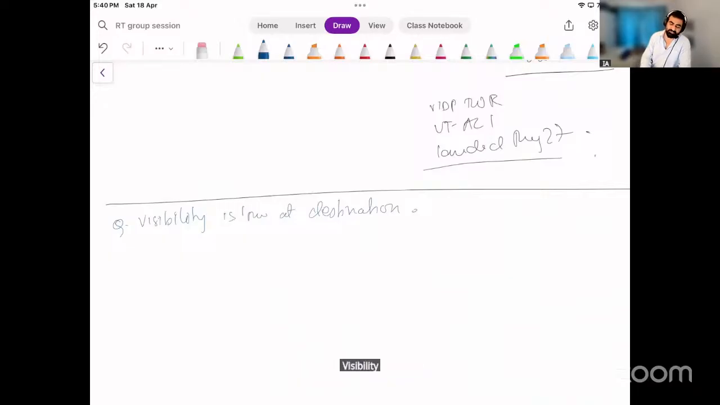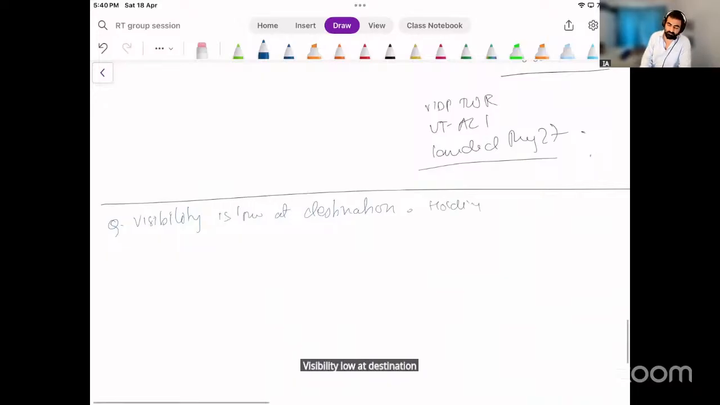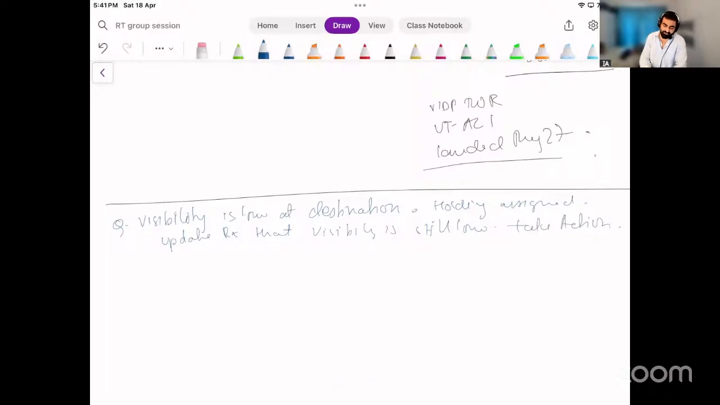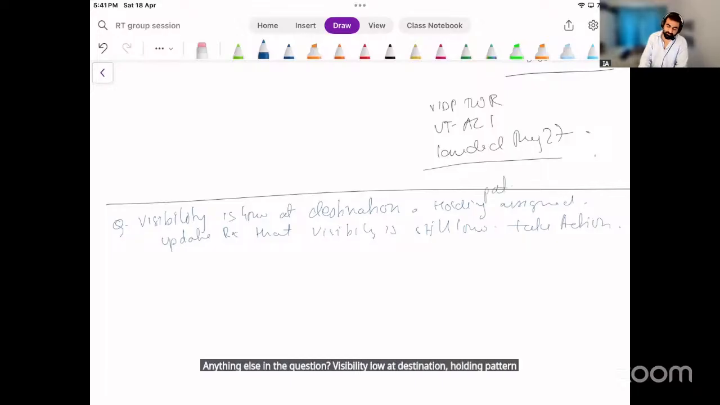Visibility low at destination, holding assigned. Anything else in the question? Visibility low at destination, your holding pattern assigned. Update received that visibility is still low, take action. Does it cover it all? Yes.